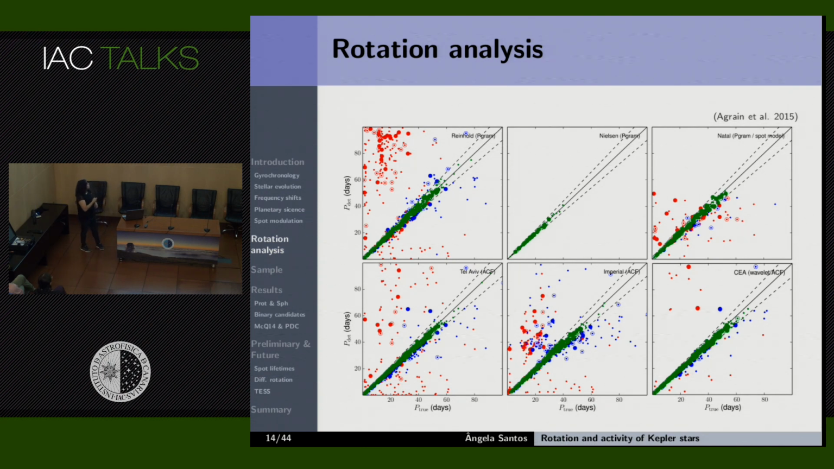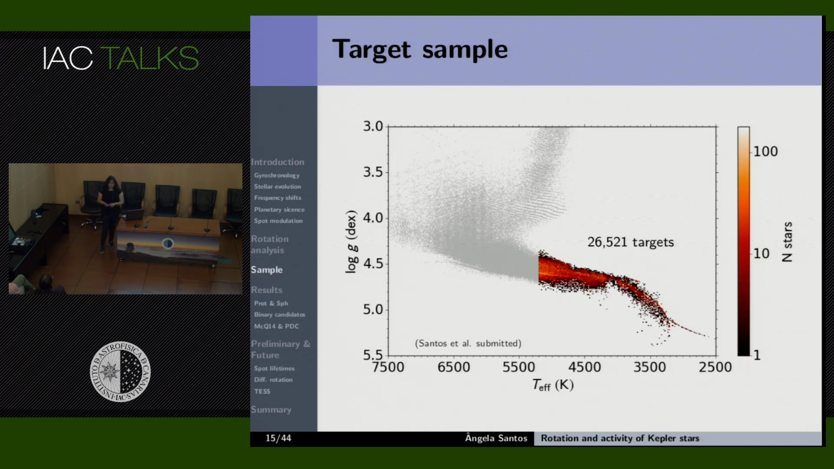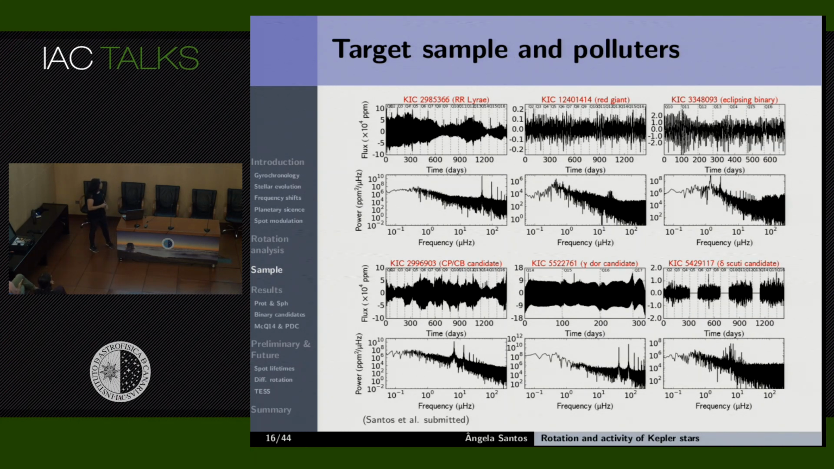Each panel corresponds to a different team with different methods, and you can see that the comparison between the detected and true period is best for the method that we apply. The sample is composed of more than 26,000 K and M main sequence stars. And then we try to identify all the possible polluters.